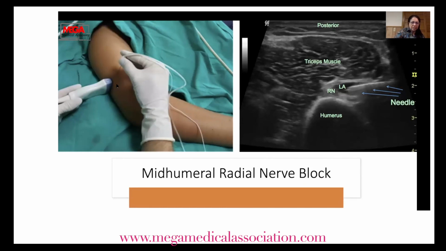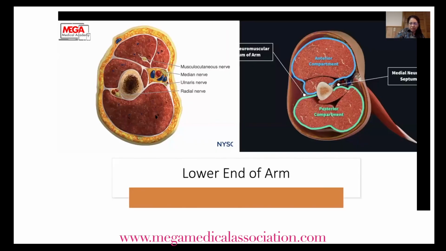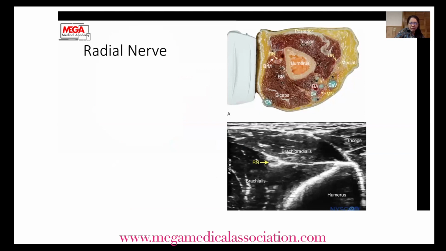It's very well known that the radial nerve goes onto the humerus itself, in what we call the spiral groove. So you can find the humerus, this hyperechoic structure, and this is the radial nerve, and you can block it at this side. If you go down a little bit, you find it on the lateral side of the arm between the brachialis muscle and triceps muscle, and you can block it at this side. I'm not going to spend time on this, to save time.